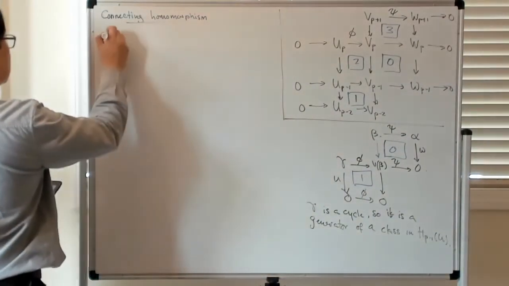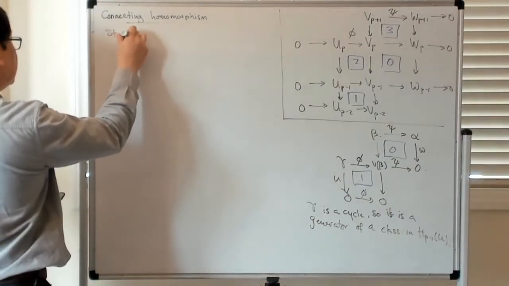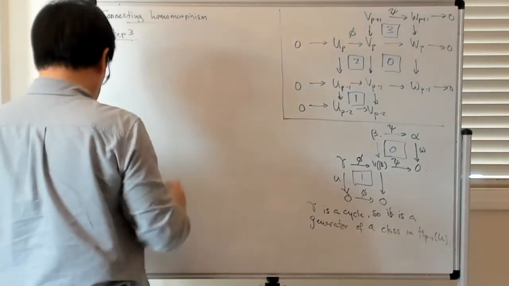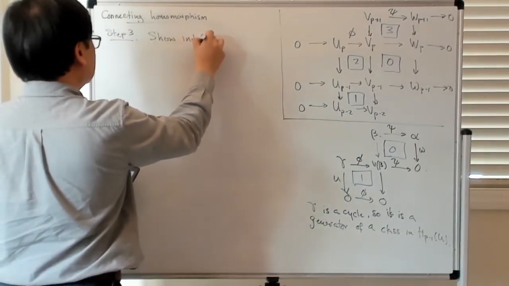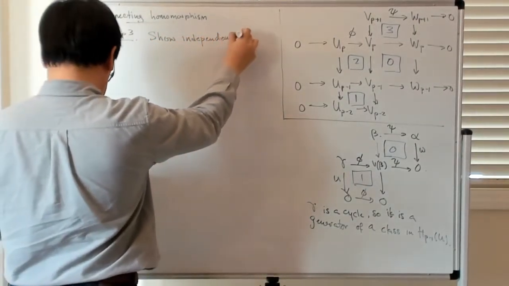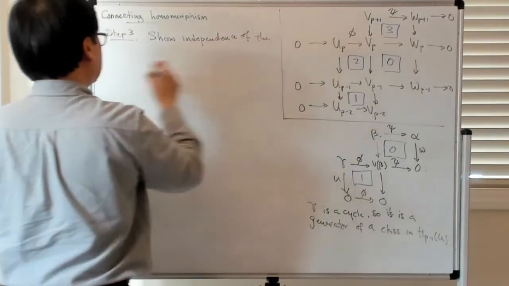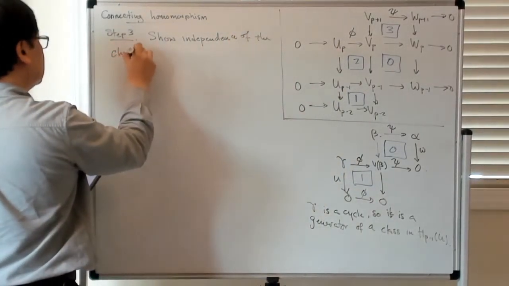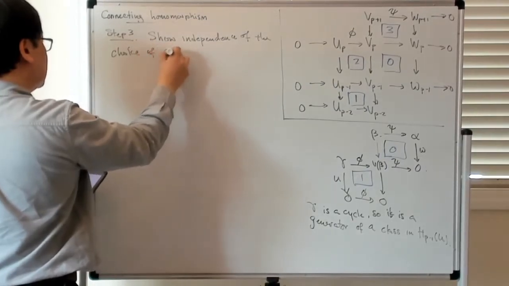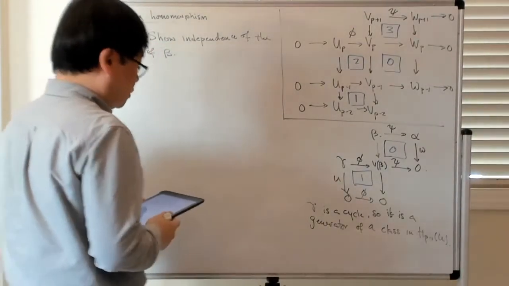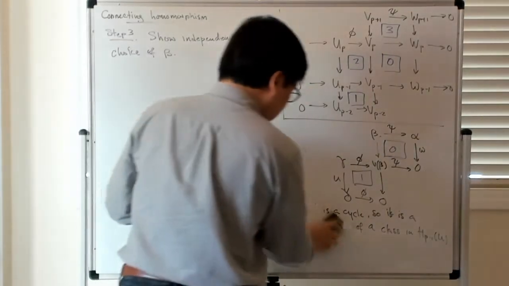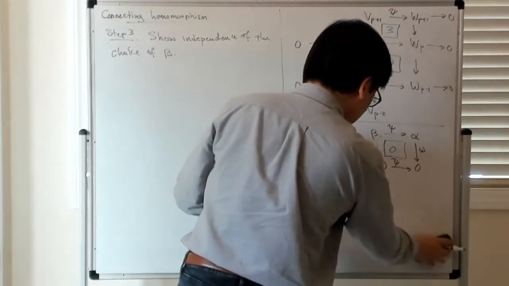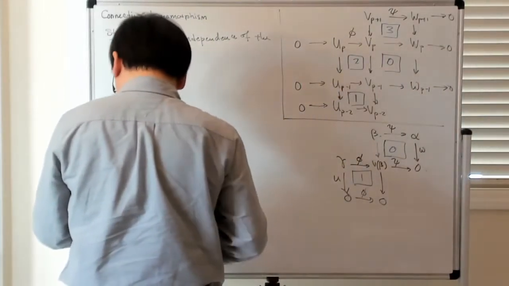Okay, so this is step 3. We're going to show independence of the choice of beta first. The way we're going to do this is to assume that there's some other beta which you could have chosen, and then see what happens.